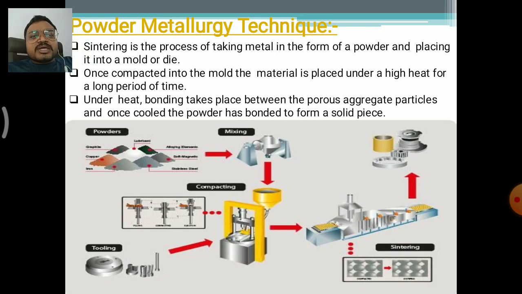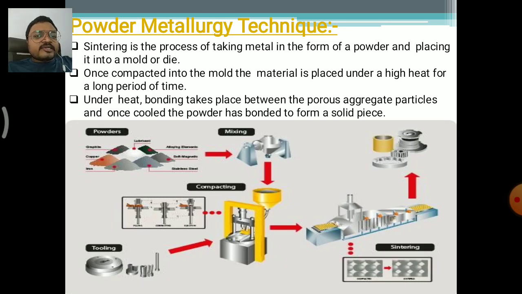Next one is the powder metallurgy technique, that is in the bulk FGM. So in the powder metallurgy technique, sintering is the process of taking the metal in the form of a powder and placing it into a die. So the shape and size of the die depends upon the purpose we need or the usage, whether for household, for industry or for other research purpose. So the shape of the die depends on the purpose only.